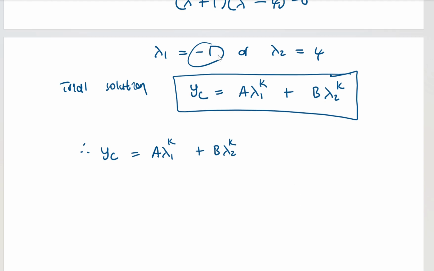Let's put the value of lambda 1 and the value of lambda 2. I'm going to have y sub c equal to a, which we don't know what it is, but we know lambda 1 is negative 1, to the power of k, plus b multiplied by lambda 2, which is 4 to the power of k. And that there will be our general or complementary solution. So this is our general solution.